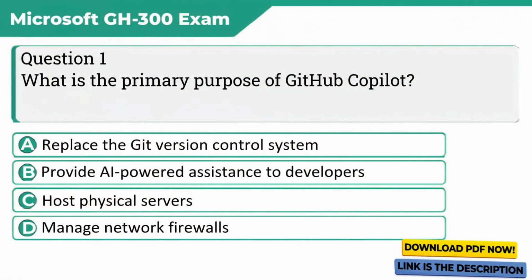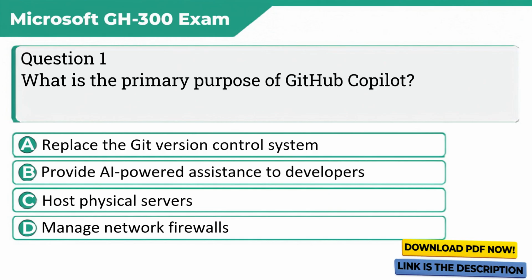Let's jump into question 1. Question 1. What is the primary purpose of GitHub Copilot? A. Replace the Git version control system. B. Provide AI-powered assistance to developers.